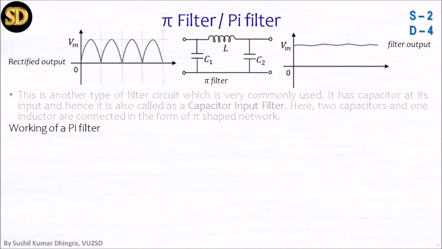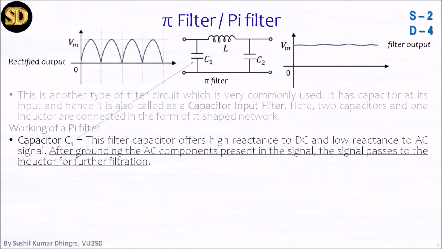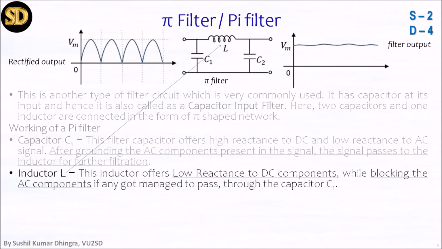So how does it work? First, capacitor C1. This filter capacitor offers high reactance to the DC component and low reactance to the AC components of the signal. After grounding the AC components present in the pulsating DC, the signal passes to the inductor for further filtration or smoothing. Now inductor L offers low resistance to the DC component, while it tries to block any AC component that managed to pass through the capacitor C1.